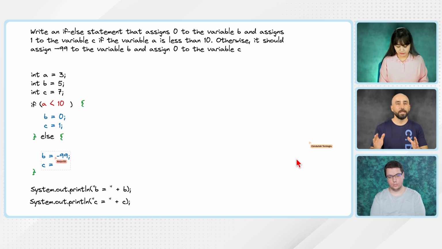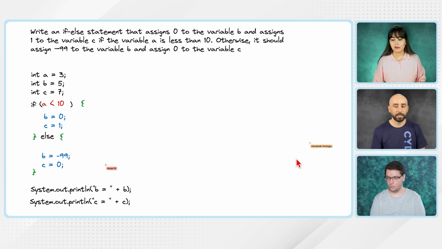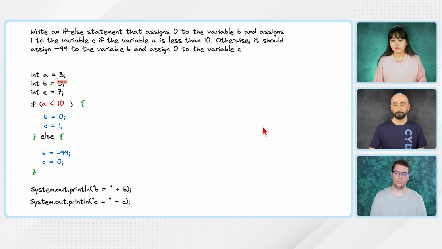Perfect. Basically again, what is the condition? A is less than 10. Okay, what will happen if the condition is true? In the if statement, b is gonna be 0, c is gonna be 1. And what will happen if the condition is not true, which is in the else? B is gonna be minus 99, c is gonna be 0. Yes. Perfect. Okay, based on this, what will be the output? So my a's value is 3, which is less than 10. So my condition is true. So the output b's value will be 0 and c's value will be 1.